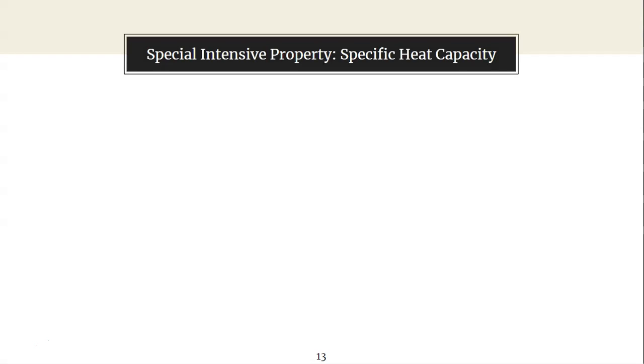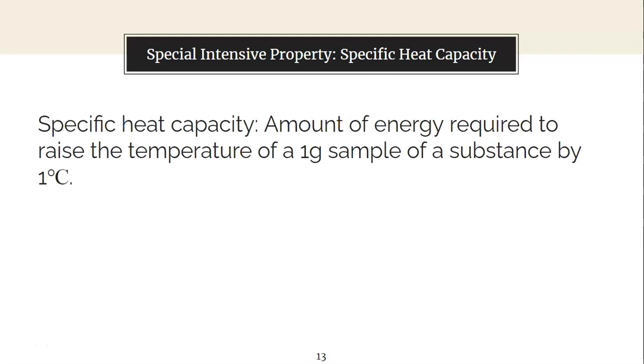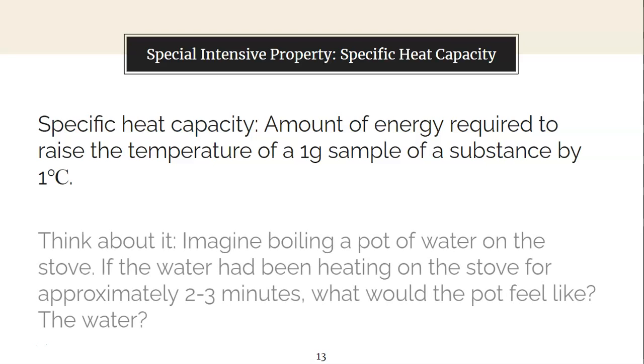Now, a special intensive property that you may not have learned before is specific heat capacity. So specific heat capacity is the amount of energy that's required to raise the temperature of a 1 gram sample of a substance by 1 degree Celsius. So if something has a high specific heat capacity, that means a lot of energy is required to change its temperature. If something has a low specific heat capacity, it's very easy to change its temperature.